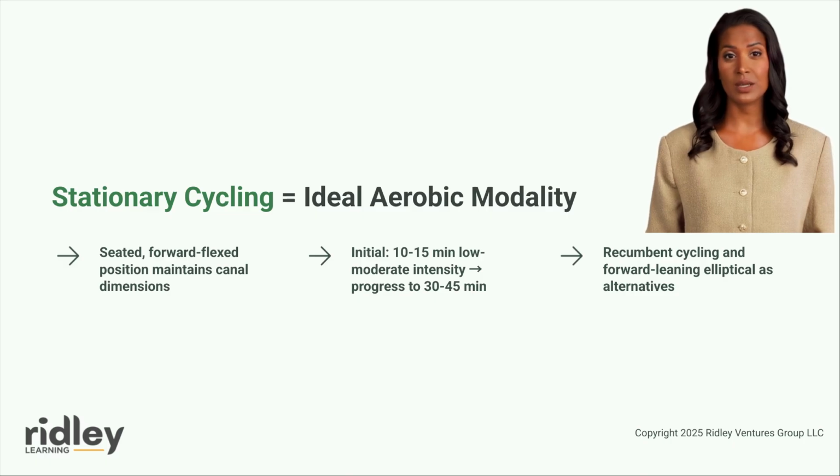Initial prescription typically involves 10 to 15 minutes at low to moderate intensity, progressing to 30 to 45 minutes as tolerance develops. Recumbent cycling and elliptical trainers with forward-leaning posture provide alternatives to upright cycling for patients who prefer variety or have difficulty with standard bicycle seats.